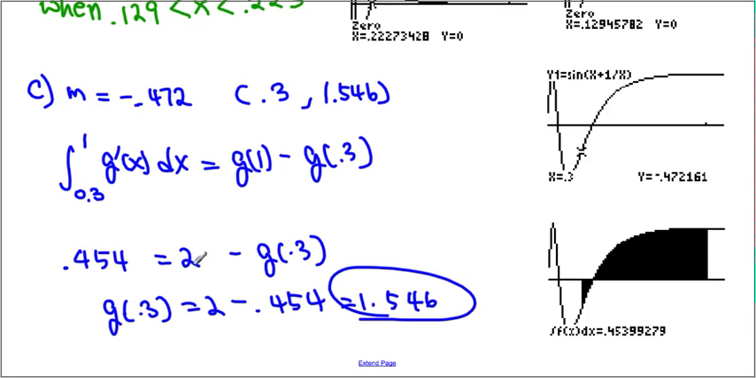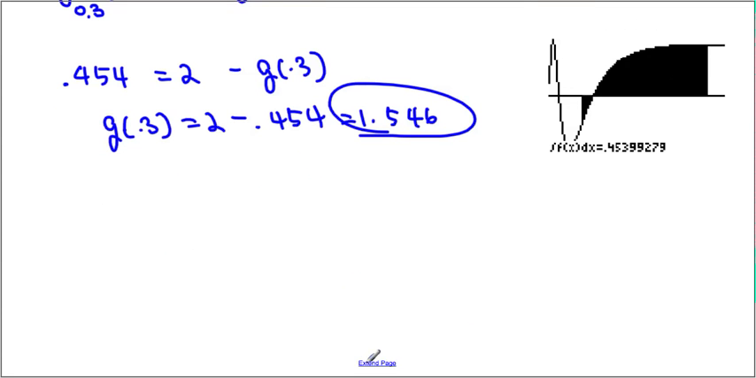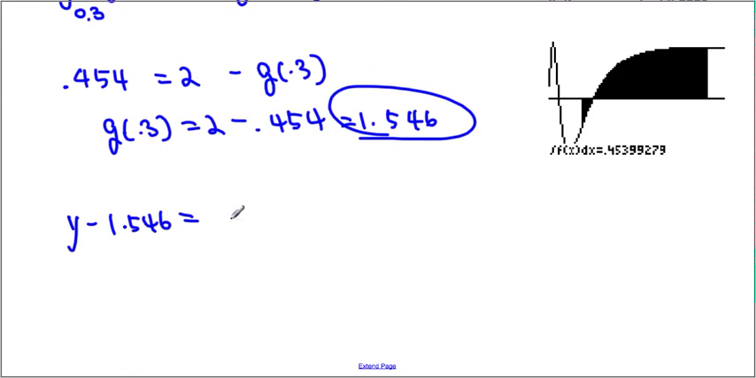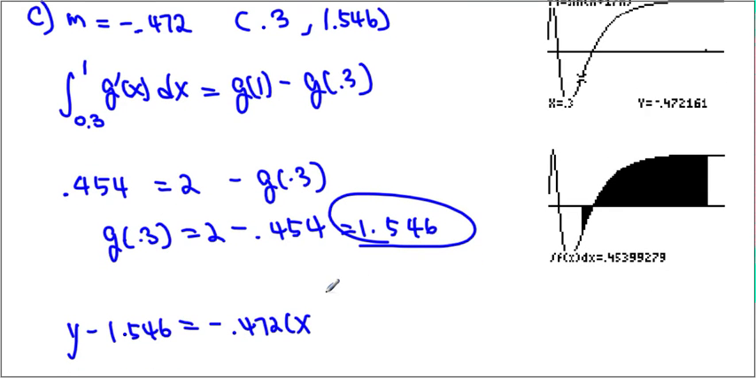Then, I believe we have all the necessary pieces of information now. Then y minus 1.546 has to be equal to the slope, which was negative 0.472, times x minus 0.3.